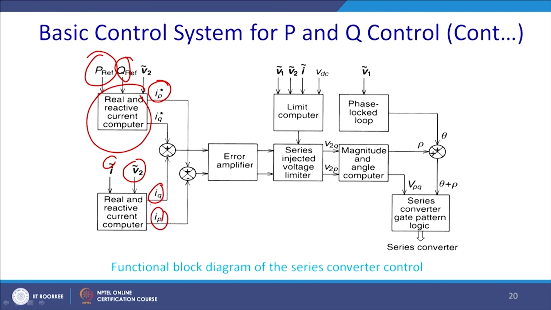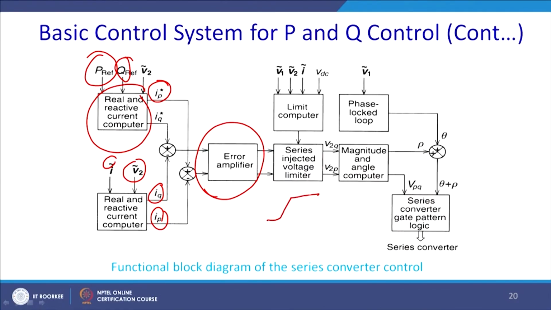This is generally done by the PLL, making it a DC quantity, so P becomes Pd and Q is written as Q in the nomenclature. Now it will be fed to the error amplifier. The error amplifier is essentially a PI controller or PID controller in most applications. There will be a voltage limiter because the error can go very high or low, so you have to truncate the error.